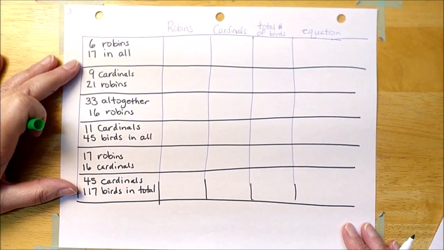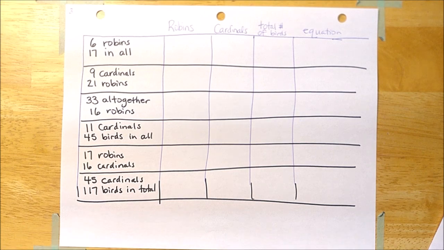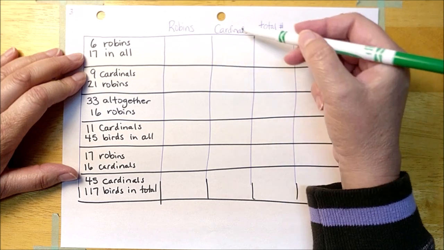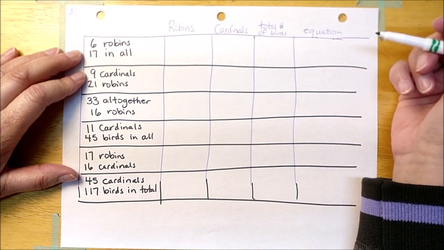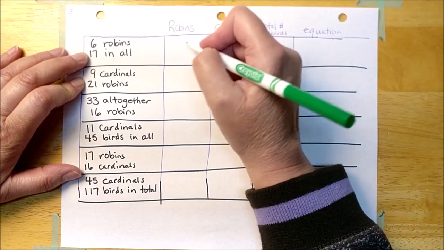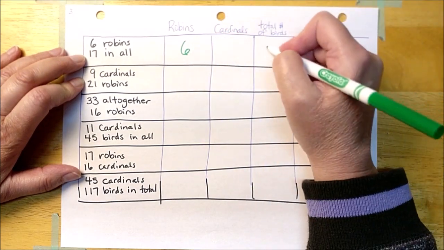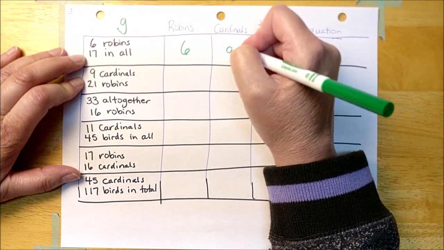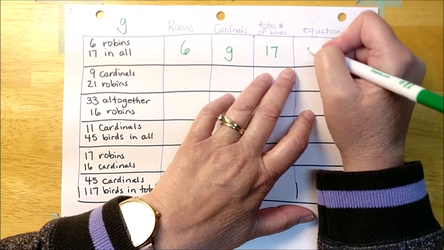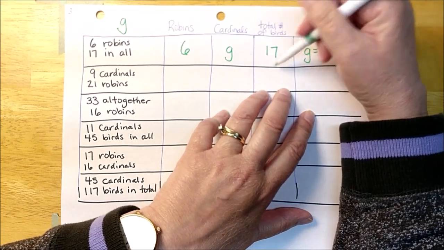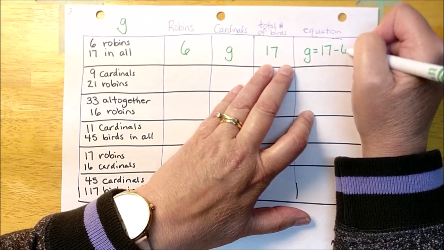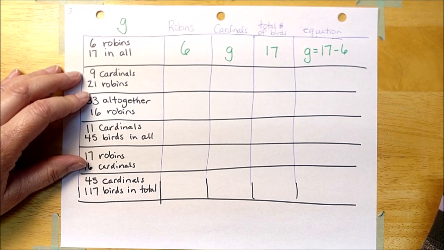Then we have a chart where we need to put the information into the table and then figure out what our equation is. So this is our robin column, our cardinal column, our total of birds, and then what our equation is. So we know that there are 6 robins. There are 17 in all. Let's use G. So our unknown is going to be G. So if I was going to write an equation for G, I know my total is 17. So I'm going to do 17 minus 6, which would figure out my amount of cardinals.